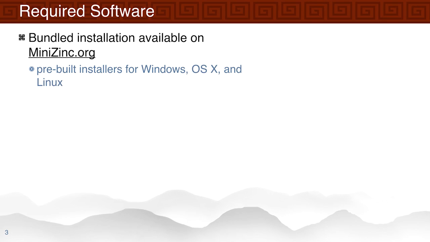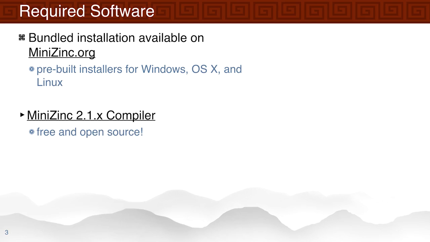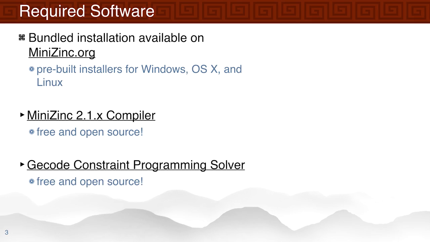In order to do this, we're going to assume you have the required software. So you've got the bundled installation available from minisync.org, which should have installed it on whatever kind of machine you're using. And in there, you'll find the Minisync 2.1.x compiler, which is what is actually compiling your models to the solver. And what we're going to use in the assessment infrastructure is the G-code constraint programming solver, which comes bundled with the system.